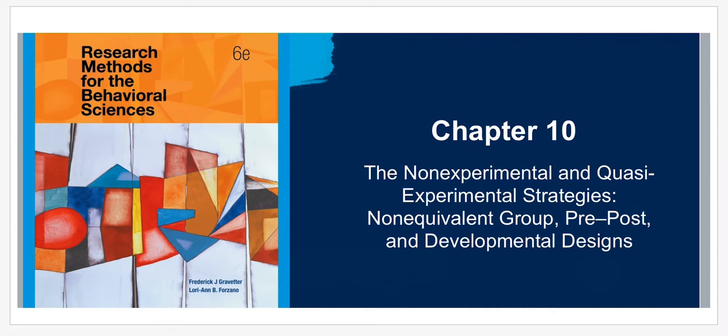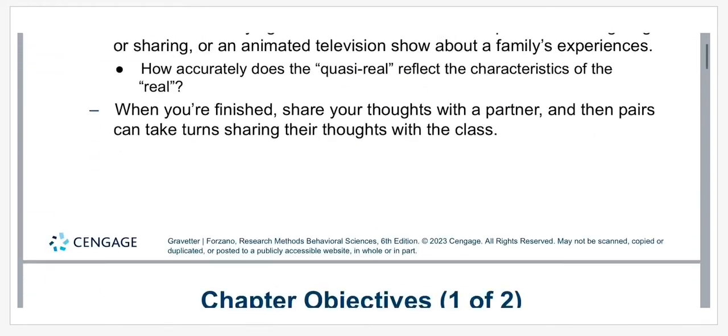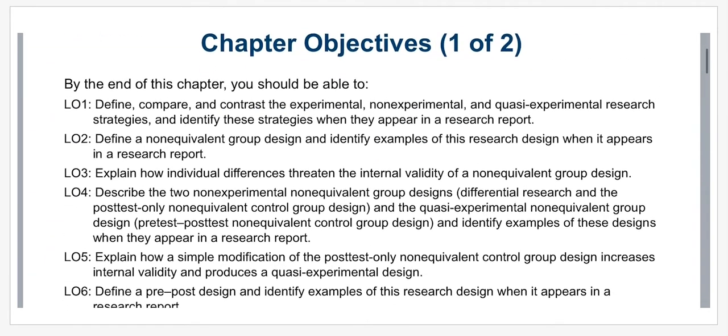In the last 2 or 3 chapters, we've talked about the experimental strategy. We introduced it in chapter 7, but we've talked about it a lot the last few chapters. In chapter 12, we're going to discuss the correlational strategy, and in chapter 13, we're going to discuss the descriptive strategy. But this chapter, chapter 10, as you can see from the title, we're going to talk about the non-experimental and the quasi-experimental strategies.